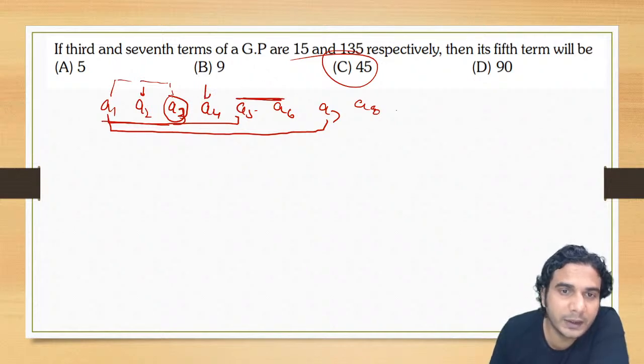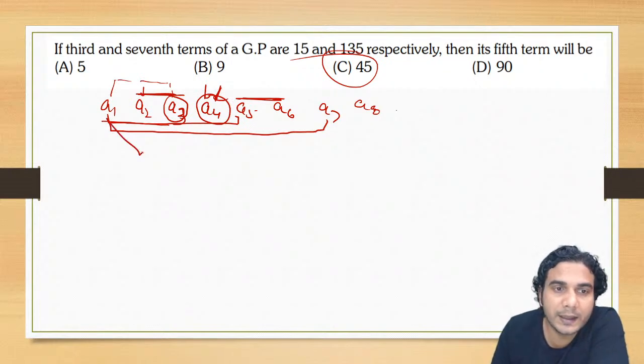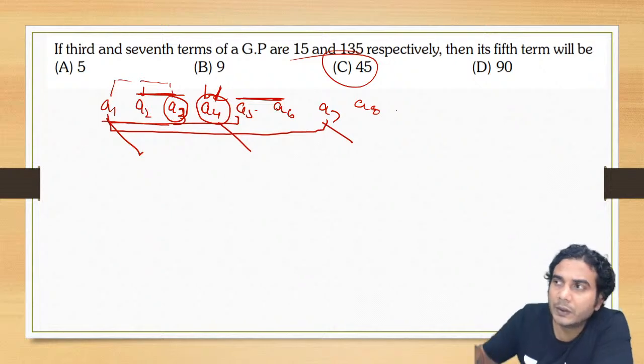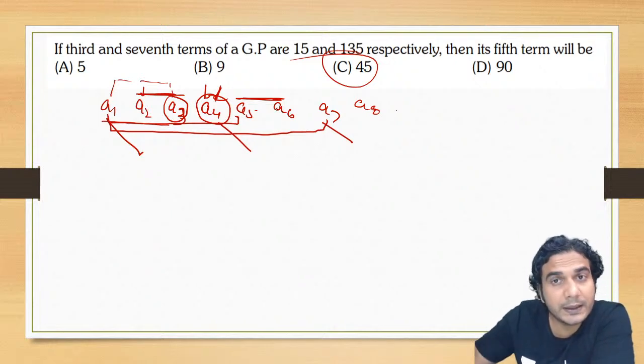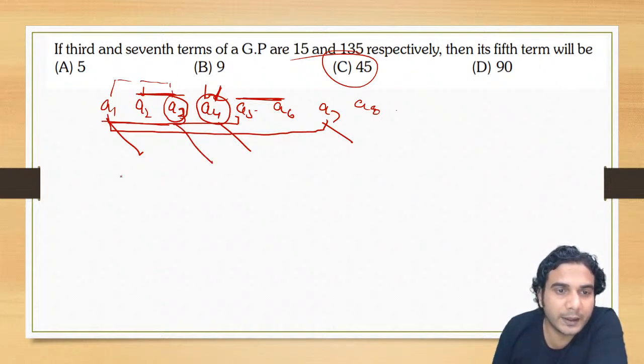You can see, you leave these 2 terms and these 2 terms. So A4 is in the middle of A1 and A7. So if you multiply A1 and A7, that will be equal to the square of A4. Or you can say A1, A4 and A7 will be in GP. So if you take terms with equal gaps, they will also be in GP. So similarly, third, seventh, and you need fifth. Third and seventh are given.